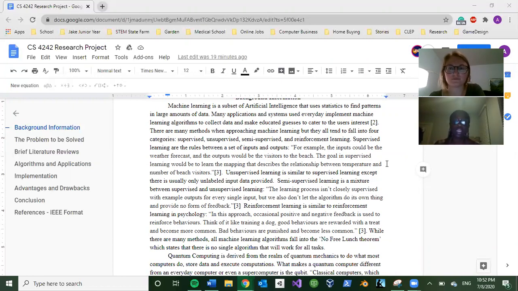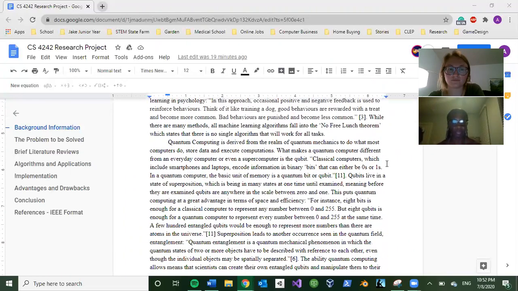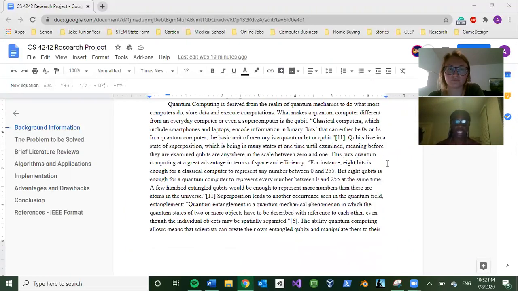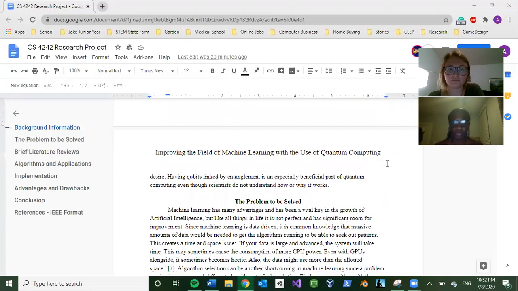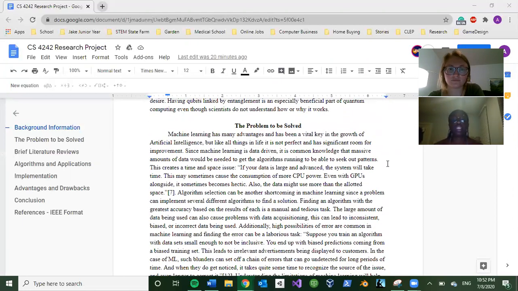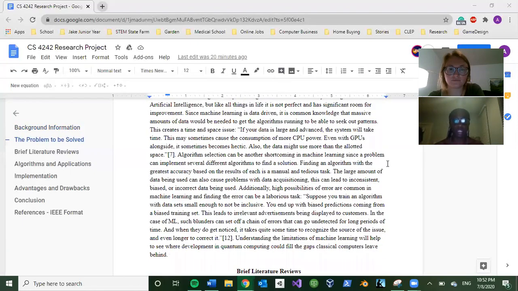And then the second paragraph talks about quantum computing and how quantum mechanics really influences the way computing works with qubits, entanglement, and superposition. And then in this section, the problem to be solved talks about the topic of the paper: how quantum computing can help solve anything that machine learning is lacking.